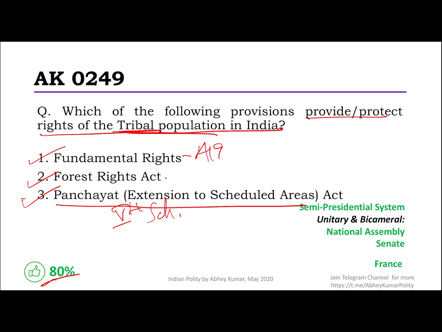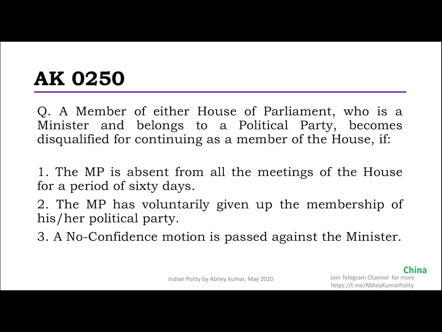So we come to the last question that we have in this video, and that is, a member of either House of Parliament who is a minister, belonging to a political party, becomes disqualified for continuing as a member of the House. Now this is a question I saw so much confusion on the group about, so let me take some time to elaborate this for you. See, the first statement is where I think there was confusion. The relevant article here is Article 101 Clause 4.